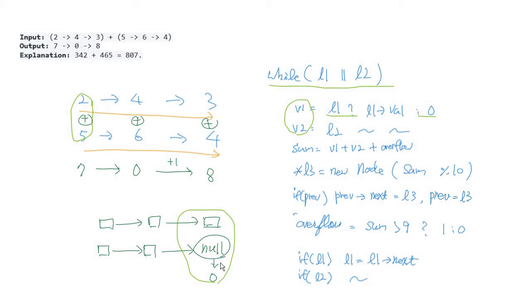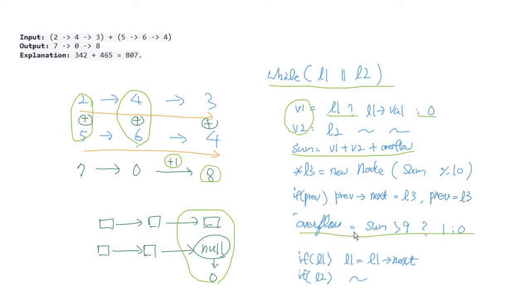As you can see in the diagram, the second linked list is shorter than the first one. So in the while loop, if the linked list pointer is null, we have to set the value 0. And then the summation is calculated by V1 plus V2. And also the overflow should be added. In this example, 4 plus 6 would be 10, creating a carry to the next digit calculation.